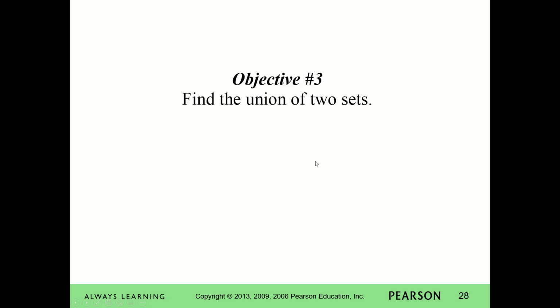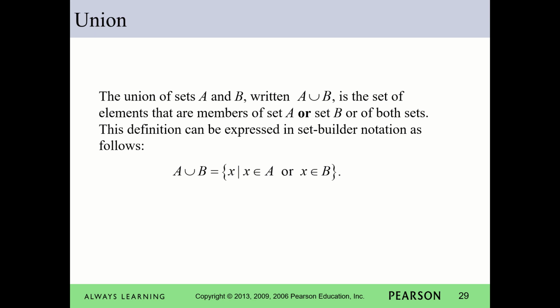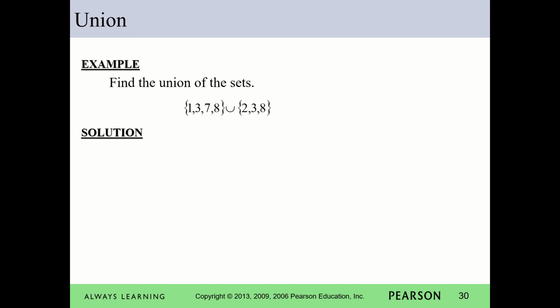So now we can talk about the union of two sets. And the union of two sets is going to be similar, but it's going to be kind of the opposite. So the intersection is the stuff that they have in common. The union is the stuff that's true for either one of them. So it's the combination of them. So let's look at the union of these. The union just says combine them.